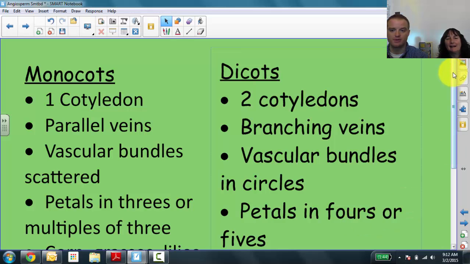All right. So I'm going to do monocots. You can do dicots. So monocots. We talk about these angiosperms. There are two major groups we can divide them into, and they're referred to as monocots or dicots.